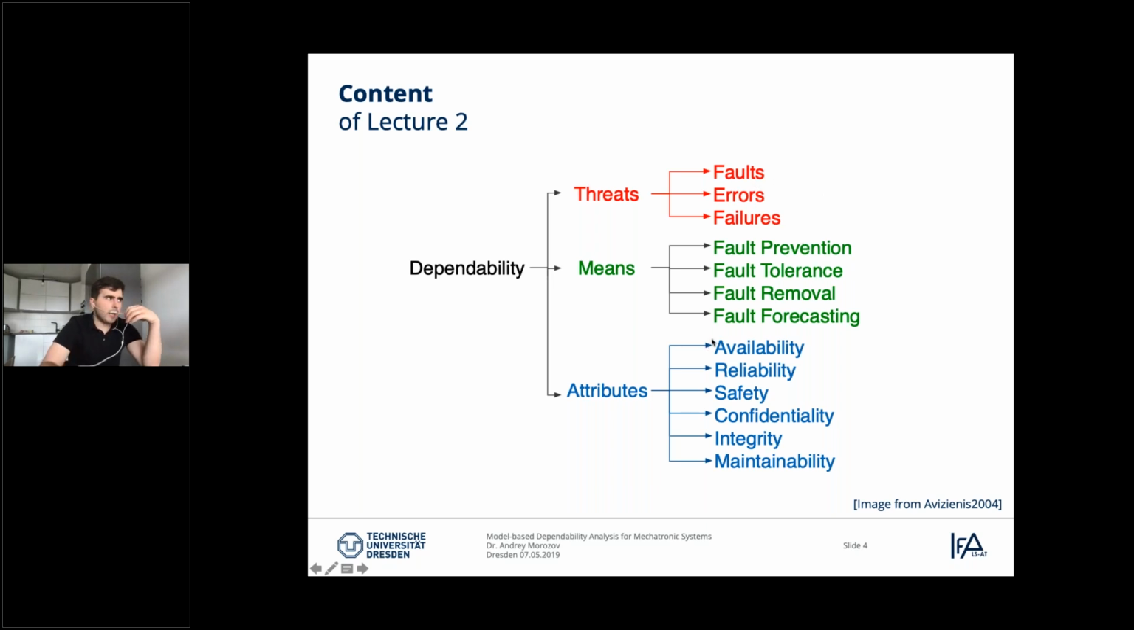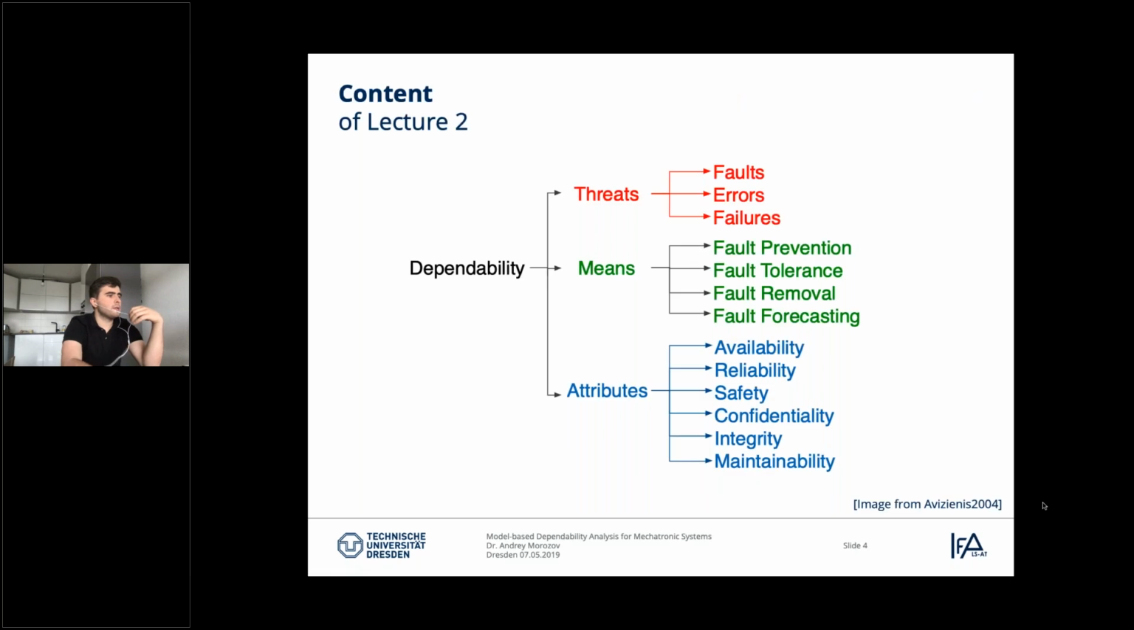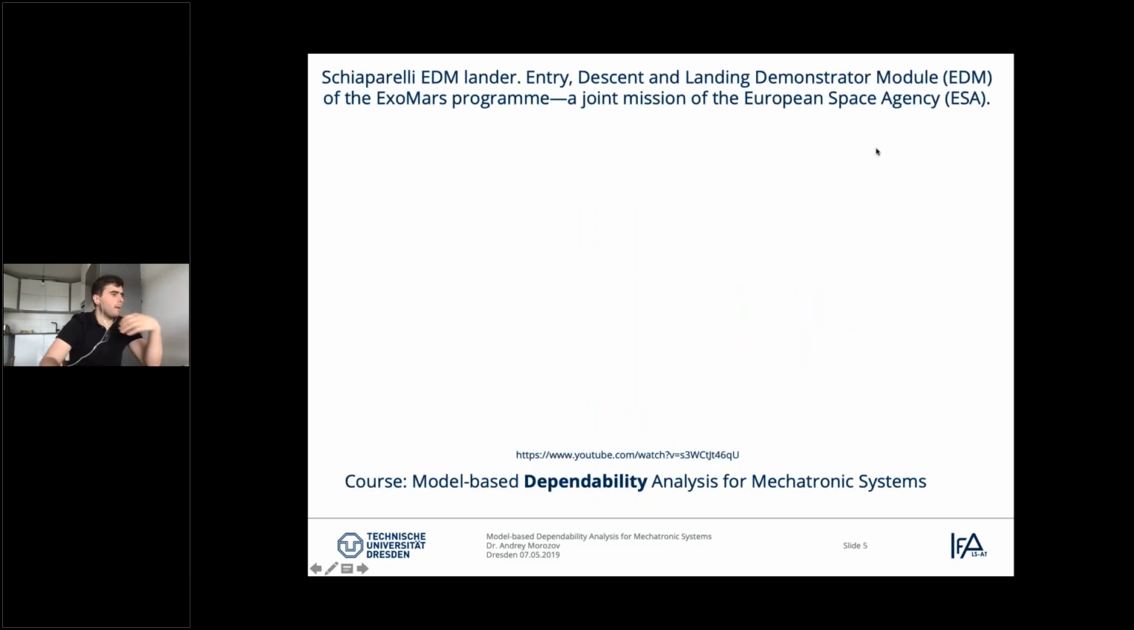The main idea is to develop the means to improve system dependability, and there are four kinds of means: fault prevention, fault tolerance, fault removal, and fault forecasting. This theory was proposed by the guys from UCLA, University of California, Los Angeles, some years ago, Avizienis and Laprie. I'll tell about that later.